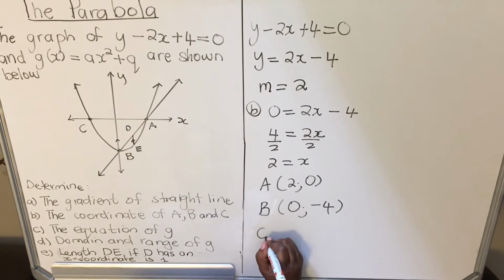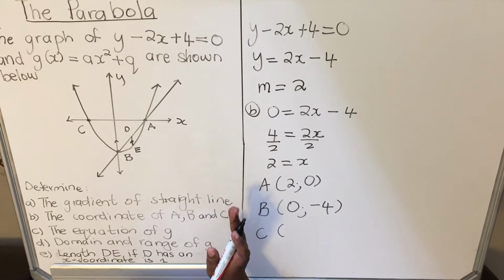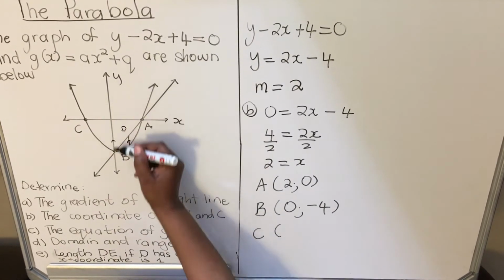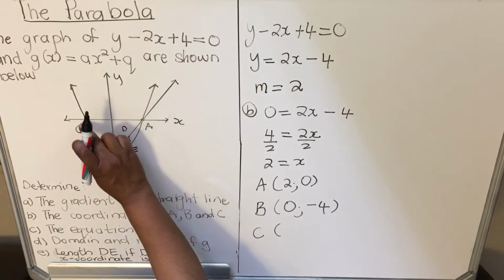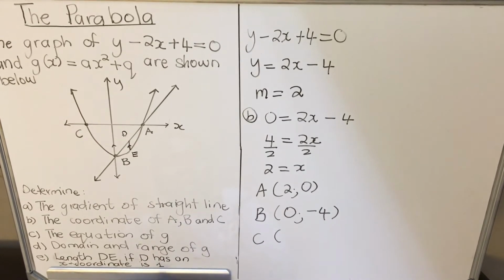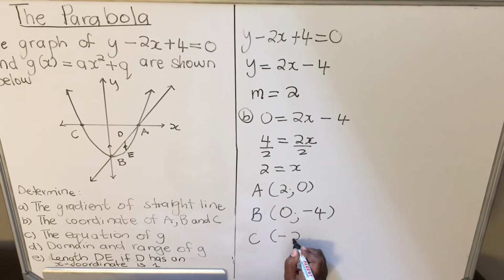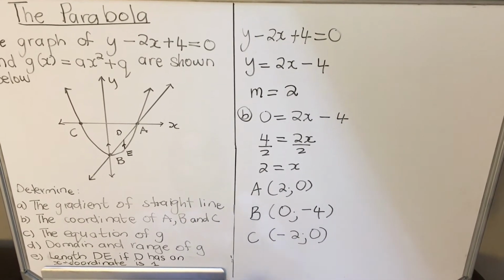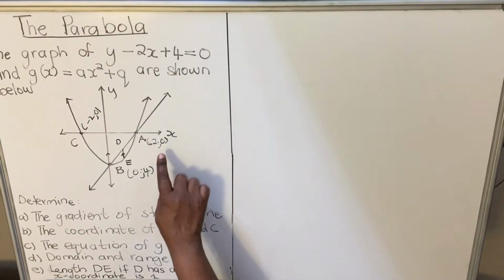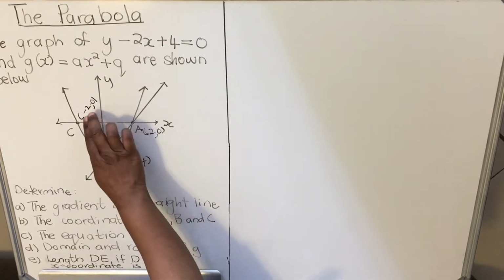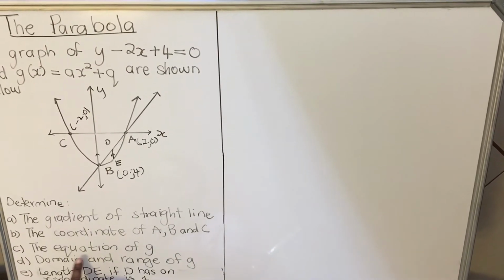Okay. Number C. How do I calculate C? I use the knowledge of symmetry. In grade 10, your y-axis is the axis of symmetry, meaning that if I flip the graph, A will fall on top of C. The difference will be the sign, because this sign is negative. So my C will be negative 2 and 0. So you just need to know the symmetry. Right. When you get the coordinates, go to the graph on your question paper and write the coordinates because you're going to use them.